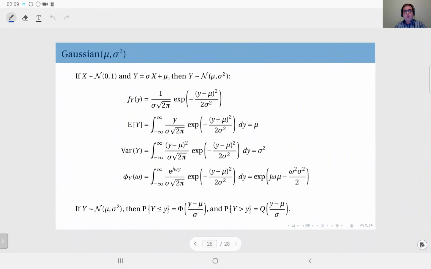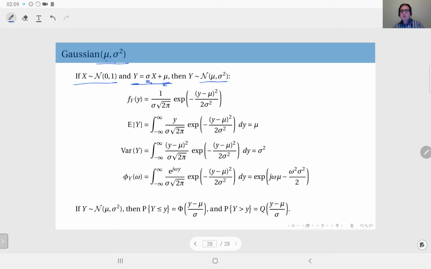Finally, what does a non-standard Gaussian look like? If you have, instead of a standard Gaussian, a Gaussian with mean of mu and variance of sigma squared, remember, the first one is the expected value, the second one is the variance. So if x is a standard Gaussian, you scale it by sigma and you shift it by mu, which means you define random variable y as sigma times x plus mu, then that random variable y will have a Gaussian distribution with a mean of mu and variance sigma squared.